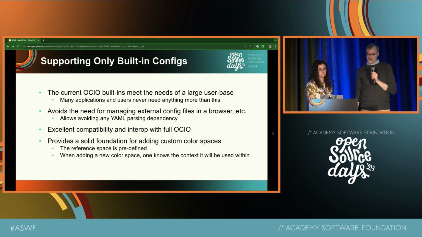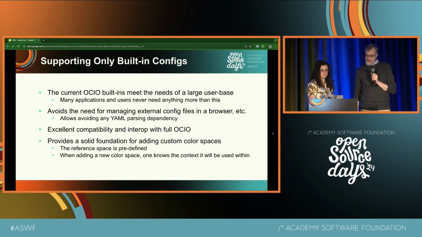This is the key limitation. So we're only supporting built-in configs. And for those of you who may not be aware, the OCIO library for a couple of years now has shipped with several built-in configs, and one of them, the studio config, is in fact a full ACES implementation. And it also has all of the color spaces that are commonly used in VFX and animation. So for many applications and users, this base with the ability to make some tweaks to customize it is often all that people need.